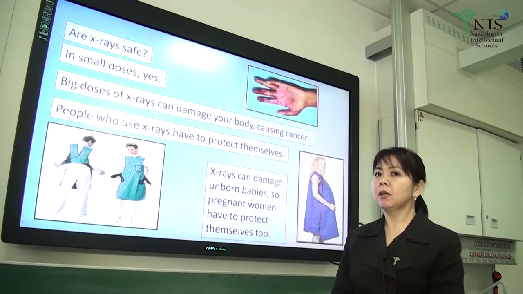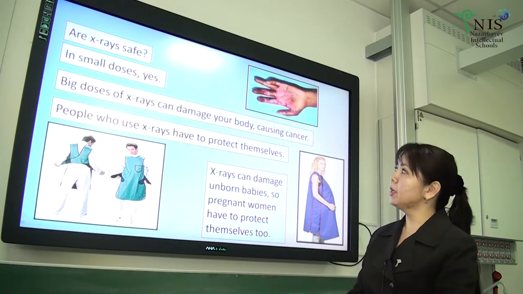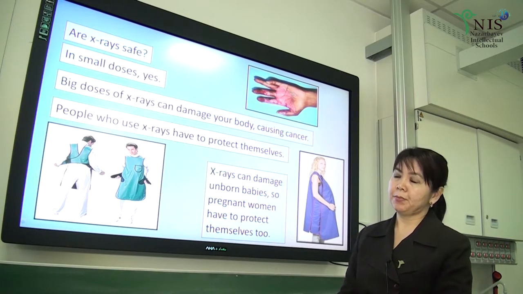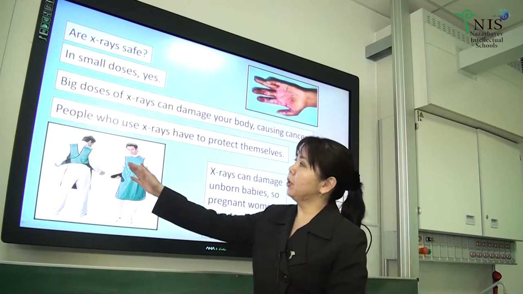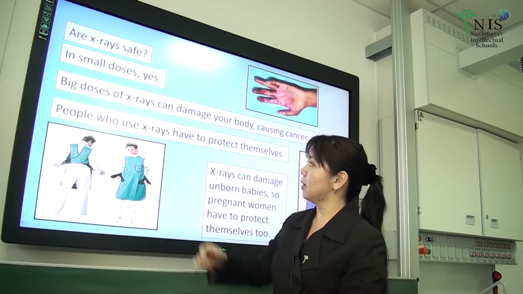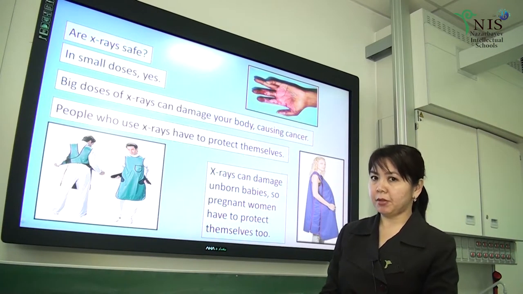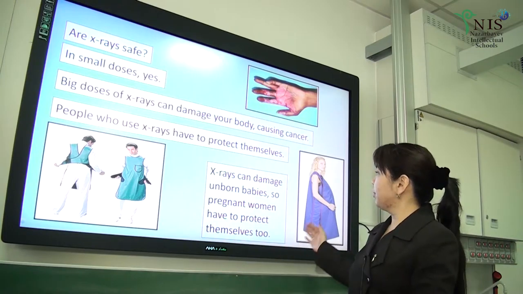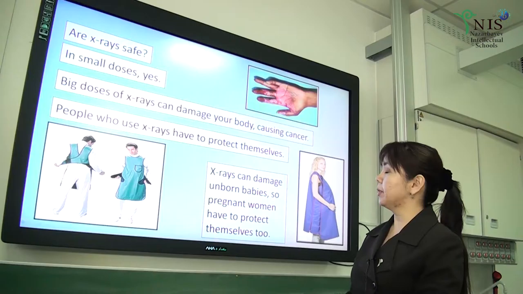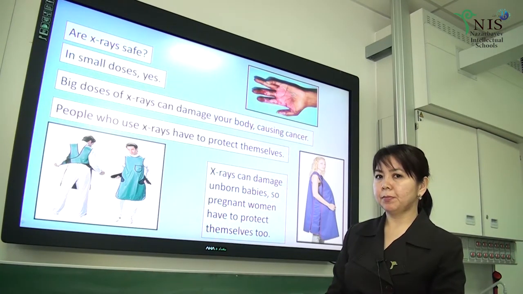The answer is yes, but in small doses. Big doses of X-rays can damage your body and cause cancer. That's why people who use X-rays should wear special clothes which can help them to protect themselves. Especially pregnant women. They also need to know that X-rays can damage unborn babies.